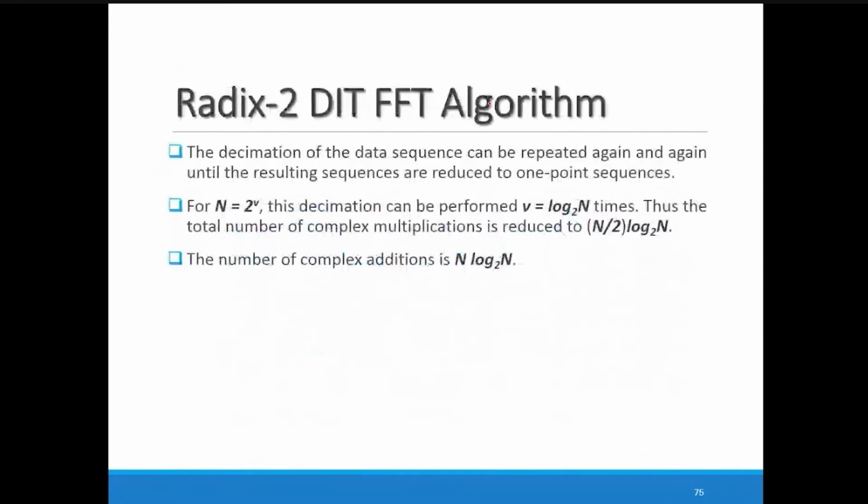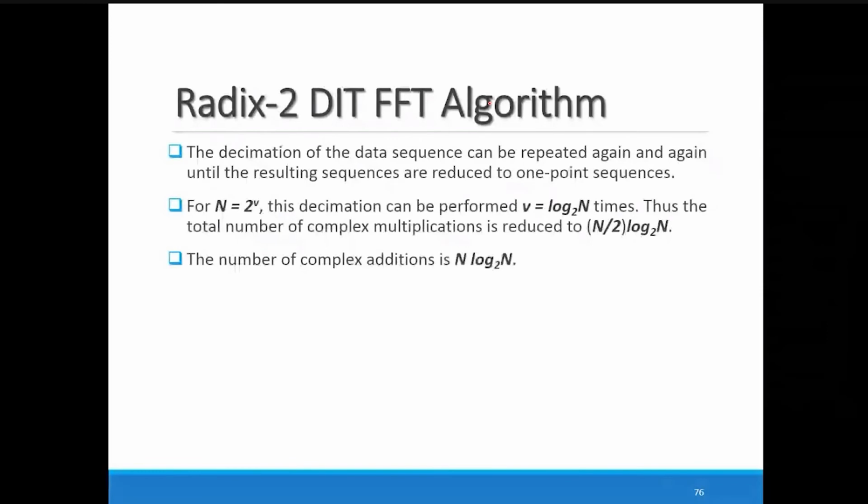So now we go for how much complexity is reduced. The decimation of the data sequence can be repeated again and again until the resulting sequences are reduced to 1-point sequences. For N equal to 2 raised to v, this decimation can be performed v equal to log 2 N times. Thus, the total number of complex multiplications is N by 2 into log 2 N.